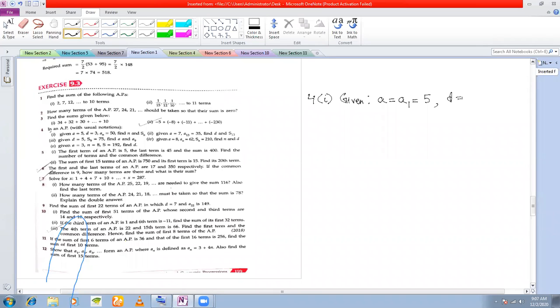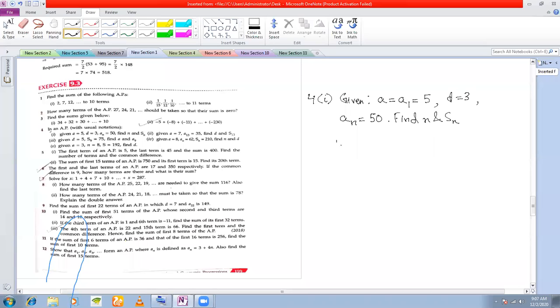The common difference they have given as 3. The nth term they have given as 50. The question is find n and Sn. It is just like the previous sum, except that here all the mathematical notations are given. In that sum, it was given in words. So what we do is, we first want to find n.